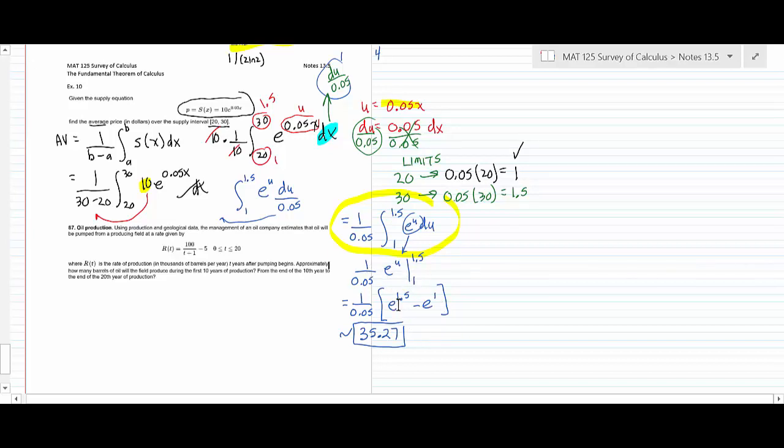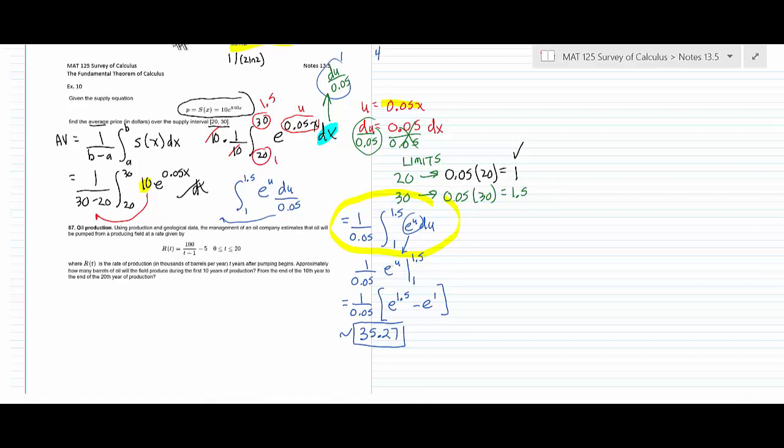So how come we're not plugging in your 0.05x for your u? Well, see, we changed the limits. That's where we got the 1 and 1.5 from, changing those original limits 20 and 30. That way I don't have to plug that u back in. What you're used to doing if you don't have a definite integral is plugging the 0.05x back in. The reason we don't do that is because we changed the limits so that we don't have to do this.